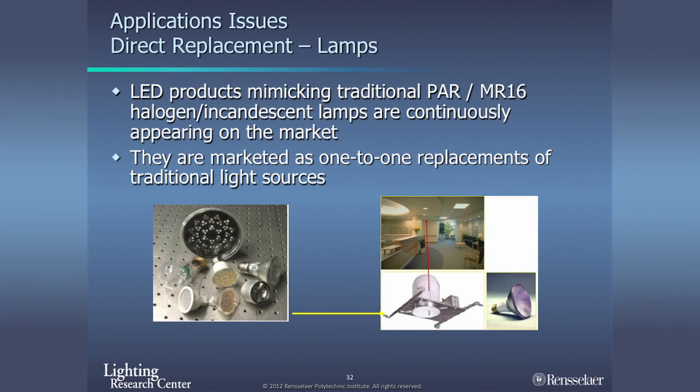So when we think about application issues, we think about replacements. There are a lot of replacements now, especially for lamps that you could put in downlights, that you could put anywhere. But think about where you're putting them. You've got this nice LED replacement for this halogen lamp.